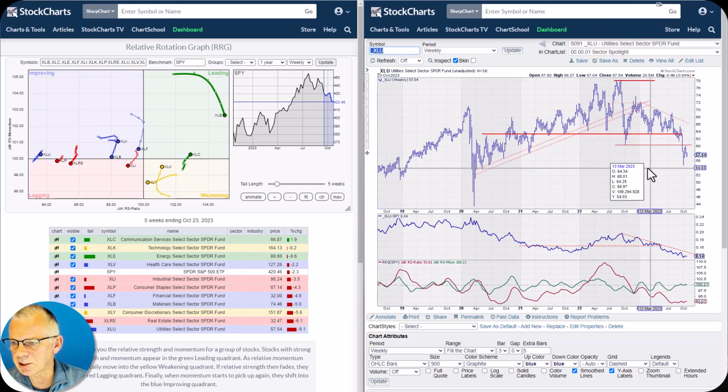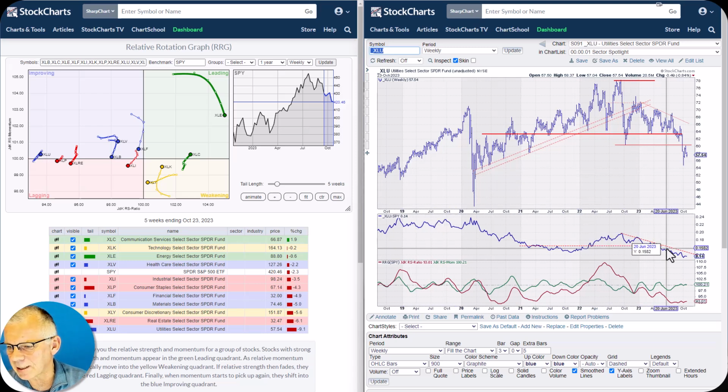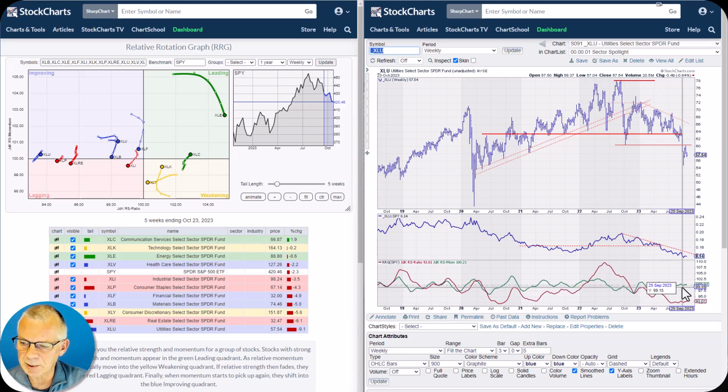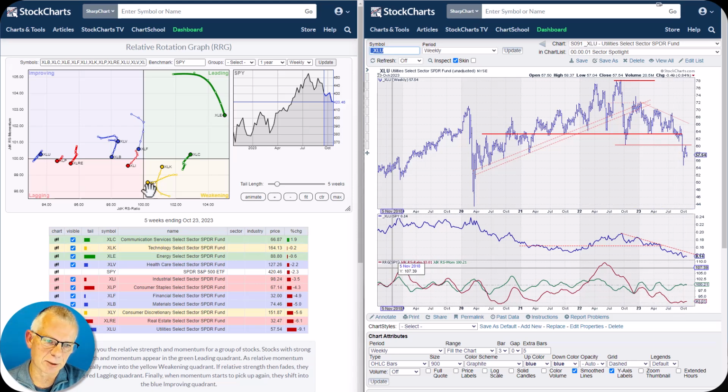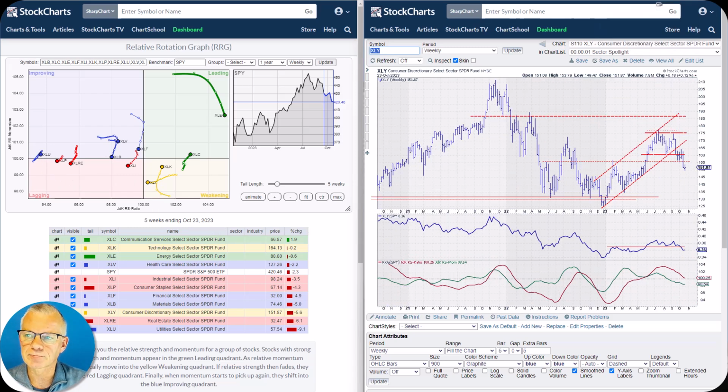Here is utilities, same story. Here it is on the lower end of the RS ratio scale, and look at that trend. That's a weak relative trend. We had a little bit of an uptick in momentum because it slowed down, but it's still down, and that's indicated by the stable low level of the RS ratio scale, and that's what's putting that XLU tail right here where it is at the lower end of the spectrum on the RS ratio scale.